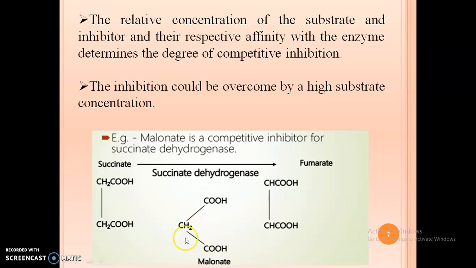We can see in the structure that malonate has one CH2 and 2 COOH groups. Succinate has 2 CH2 and 2 COOH groups, so that is the only difference, but basically the structure is the same. So malonate is a structural analog of your succinate. Now if malonate concentration is high and it has more affinity to succinate dehydrogenase, it will bind to succinate dehydrogenase instead of succinate. And if malonate binds to your succinate dehydrogenase, it will not form your fumarate. But if your succinate binds to your succinate dehydrogenase, it will form the product. So basically, malonate is a competitive inhibitor for succinate dehydrogenase.